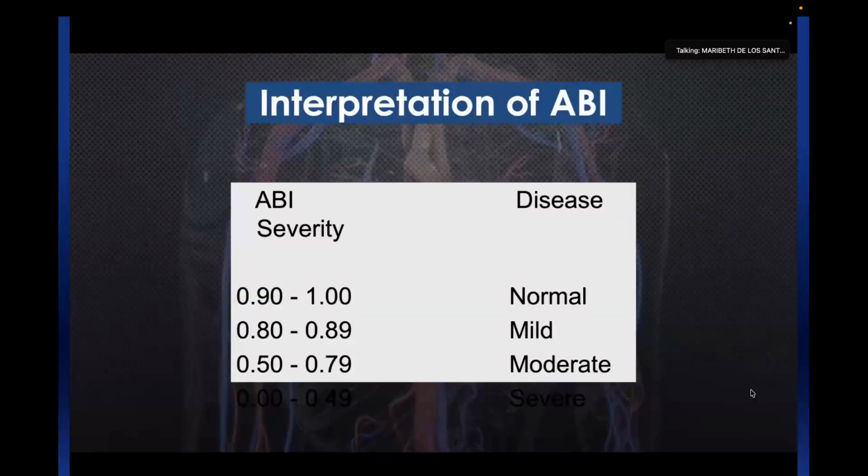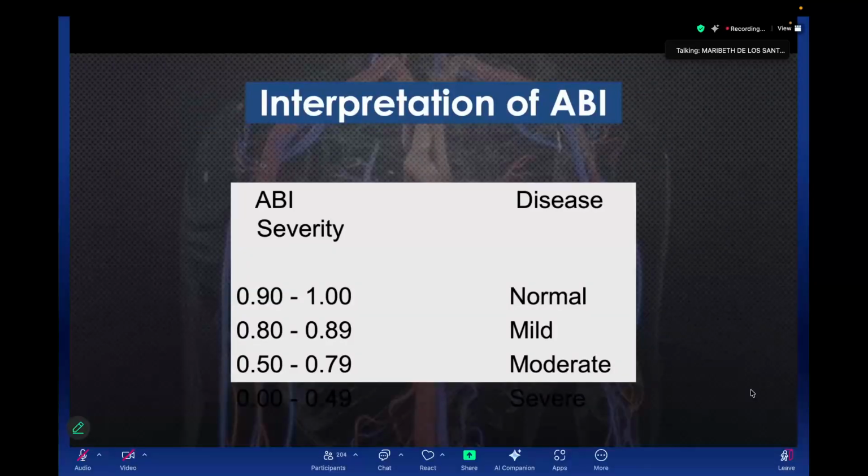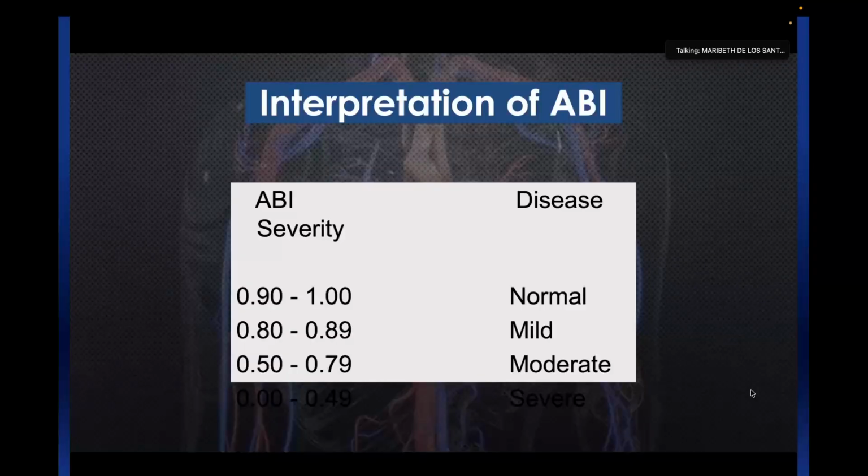So how do you interpret an ABI? An ABI less than 0.9 is abnormal. So we have mild PAD if the ABI is 0.8 to 0.89. Moderate if it's 0.5 to 0.79. And severe, this involves your critical limb ischemia, if it's less than 0.5.